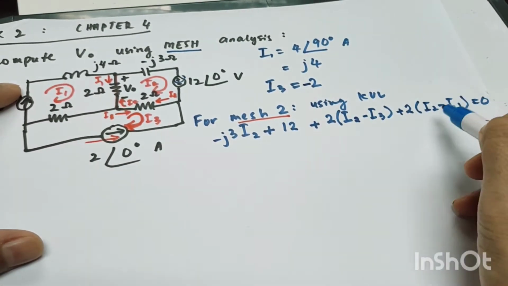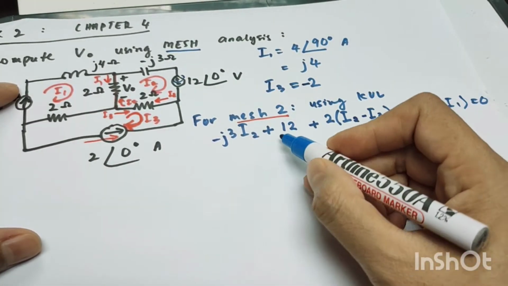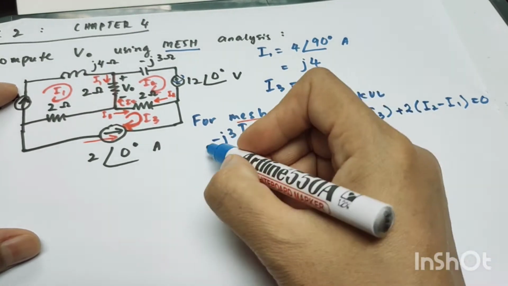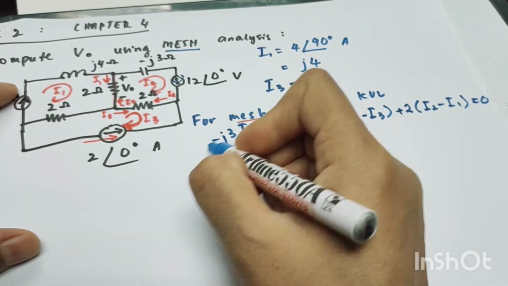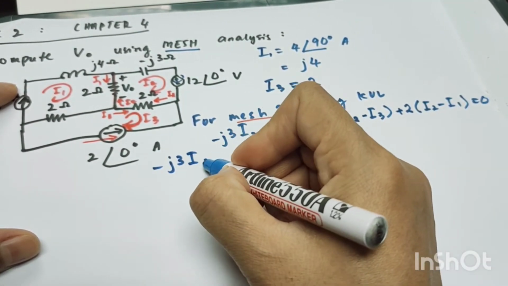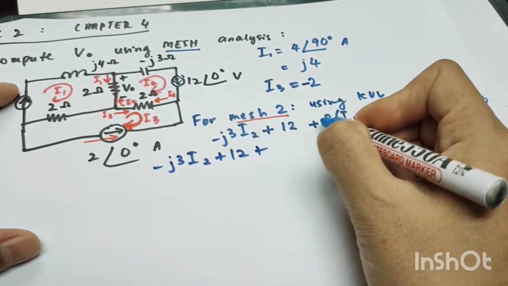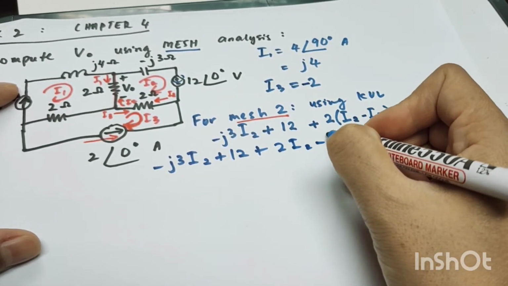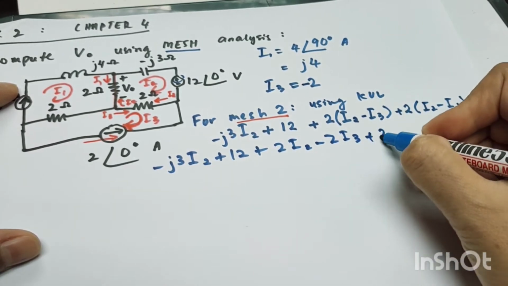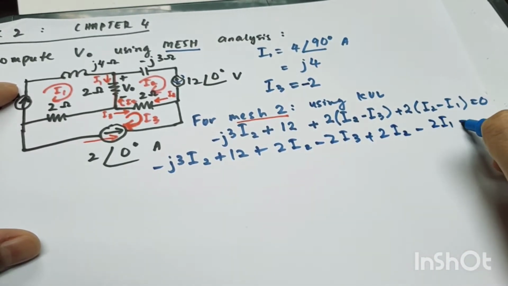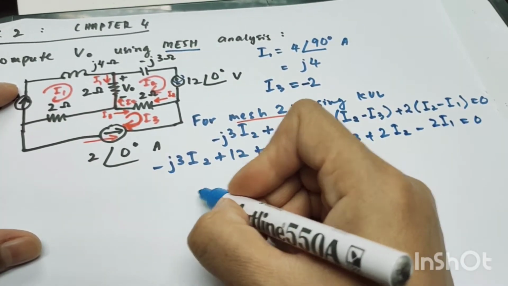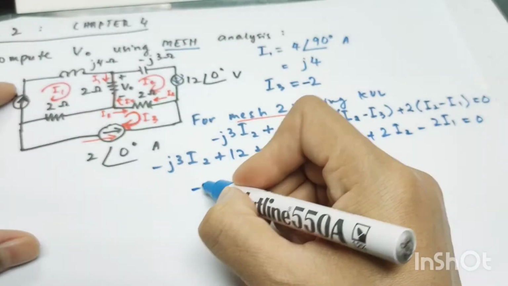Now we try to simplify this long equation by grouping it according to the current. So let's expand this one first: negative j3 I2 plus 12 plus 2I2 minus 2I3 plus 2I2 minus 2I1 equals 0. Now I group it accordingly. Let's find I1 first: negative 2.